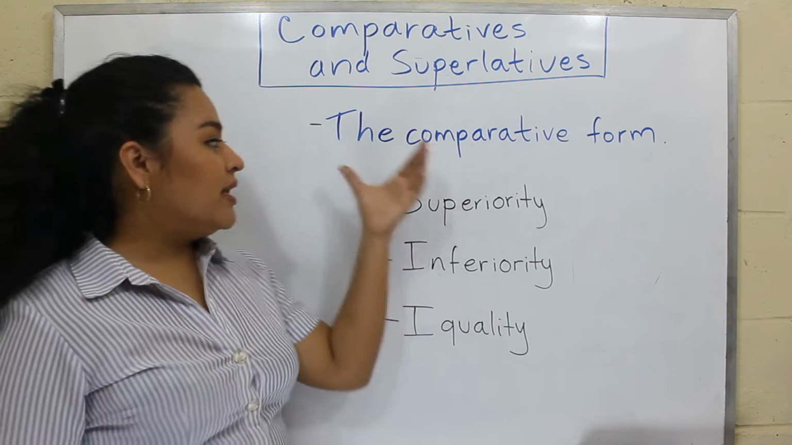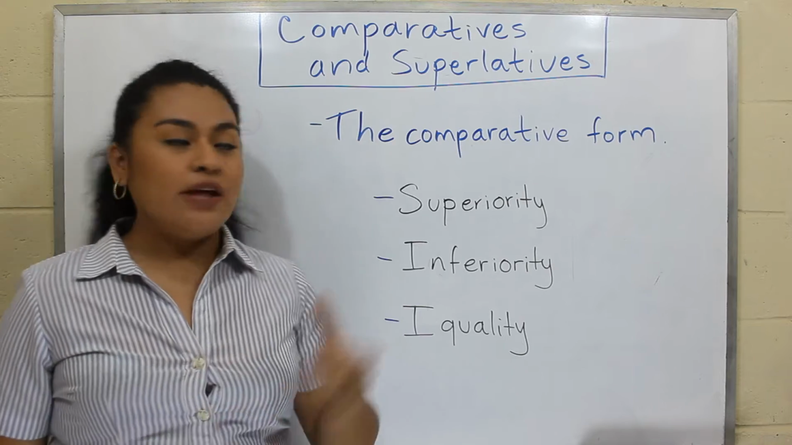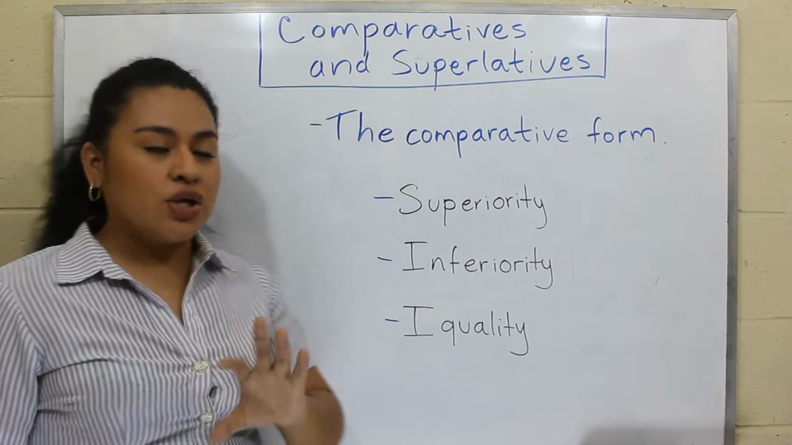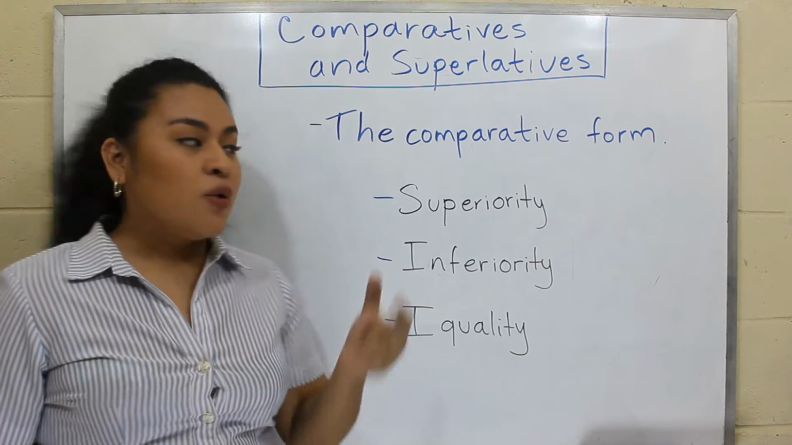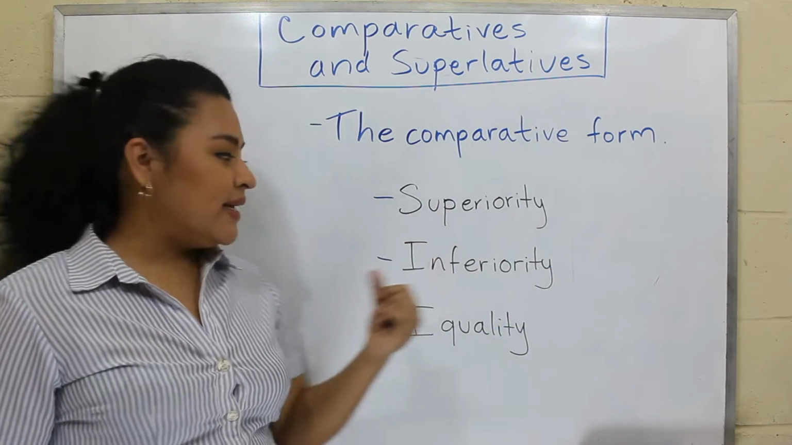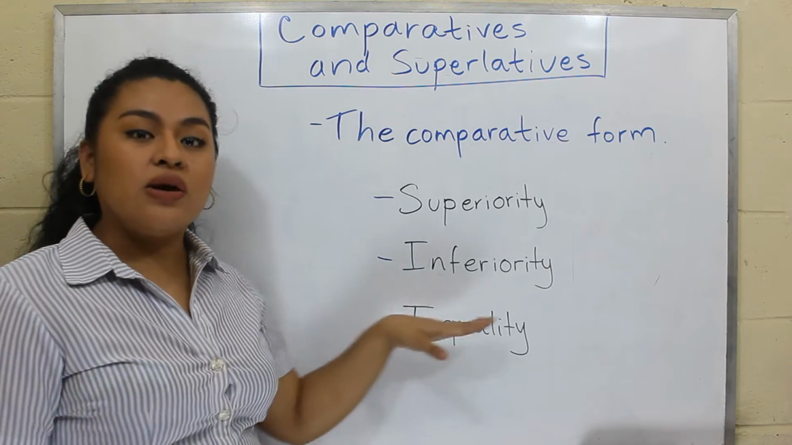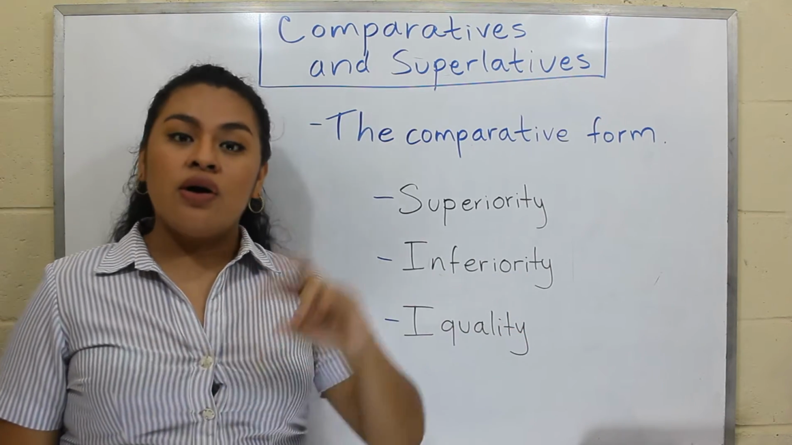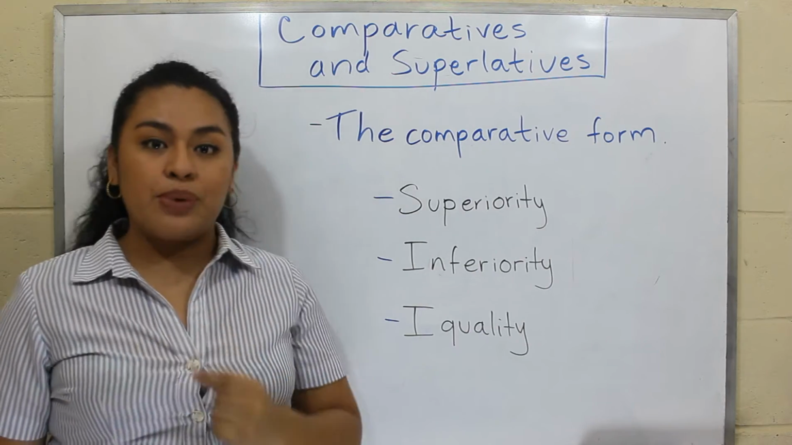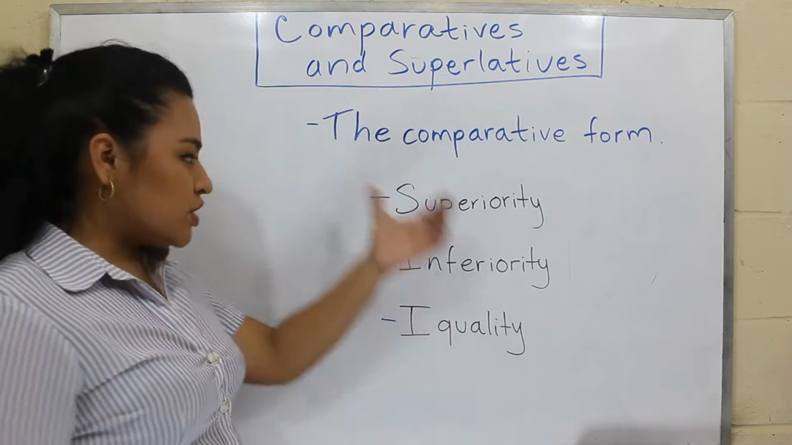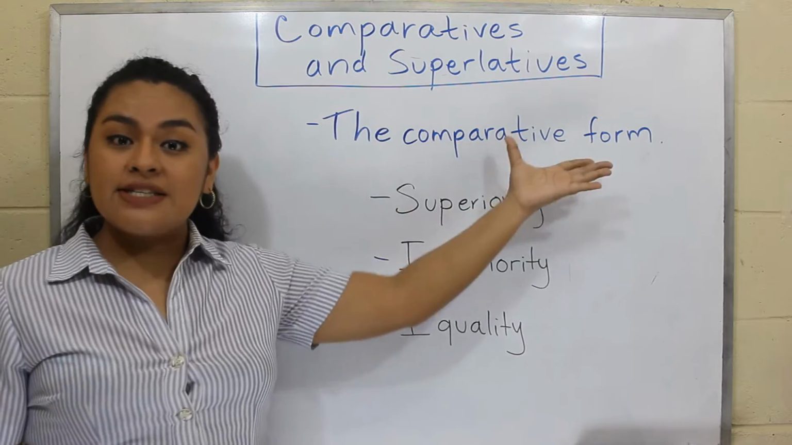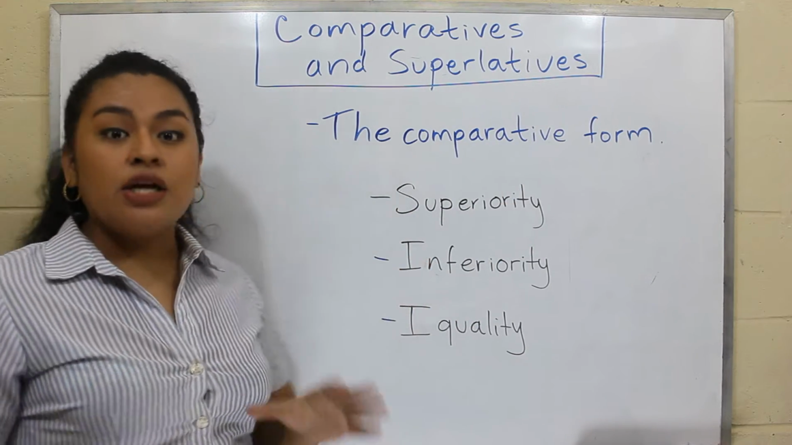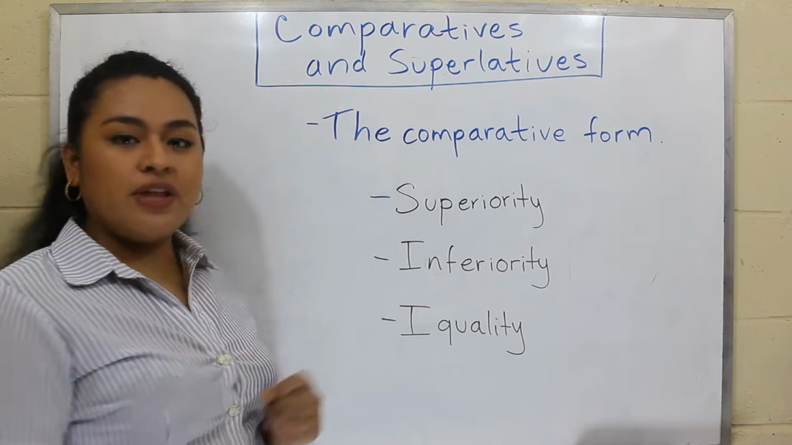And then we have the comparative form. We use this form to compare two nouns or pronouns. So, when making comparison, we can highlight the superiority, inferiority, or equality of one noun to another noun, or of one pronoun to another pronoun. So, the structures for these forms of the comparative form can vary depending on the one we are using. So, we are going to see each of them.